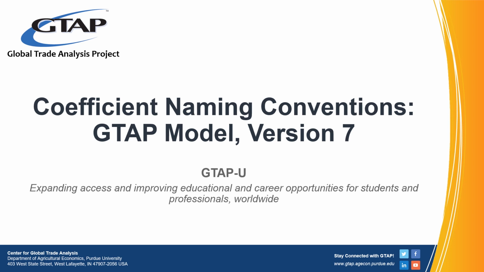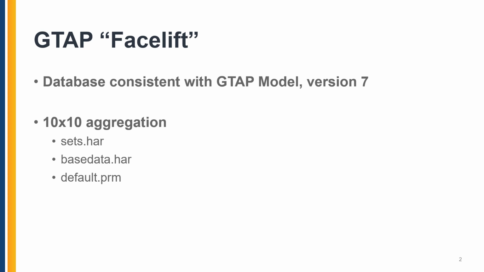This presentation provides an overview of the coefficient naming conventions used in the GTAP model, version 7. This video is about naming conventions in the database that are consistent with the GTAP model, v7, which is also referred to as the Facelift version.